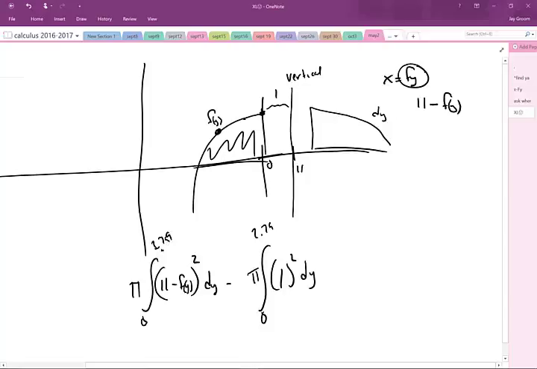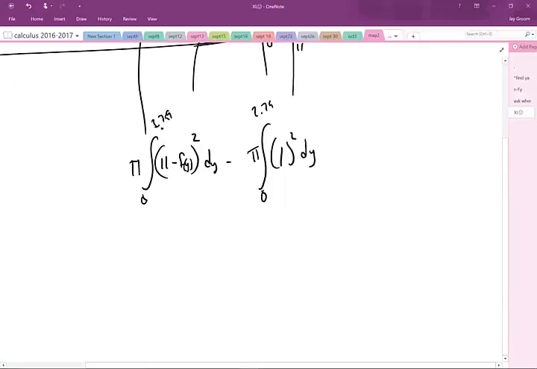Okay? So I'll do the hard one. So this is y, 0 to 2.79. So this is just 2.79y, or 2.79 pi, I mean. There you go.